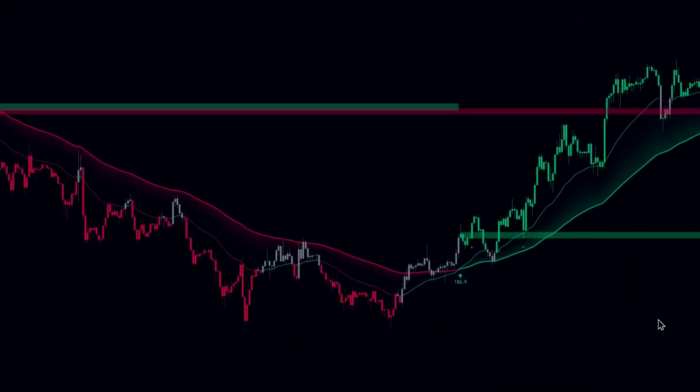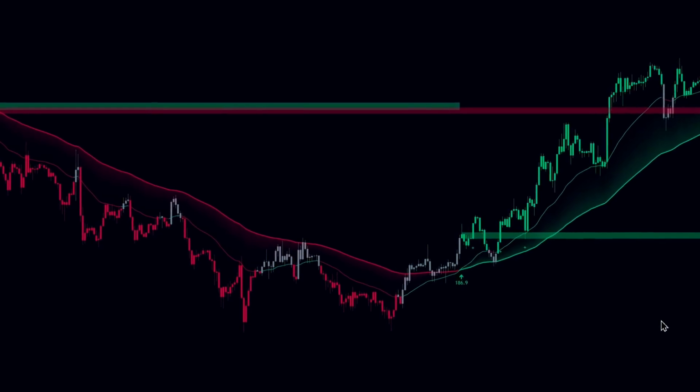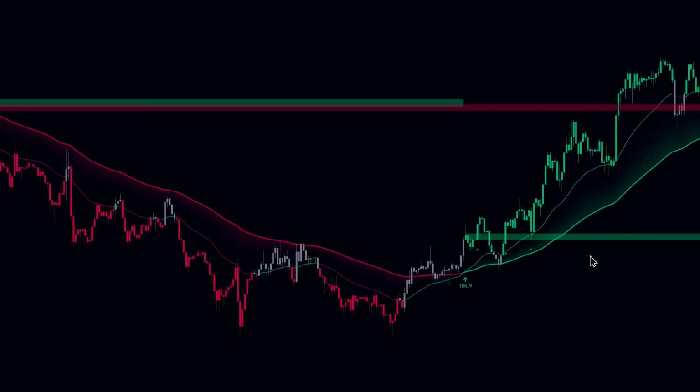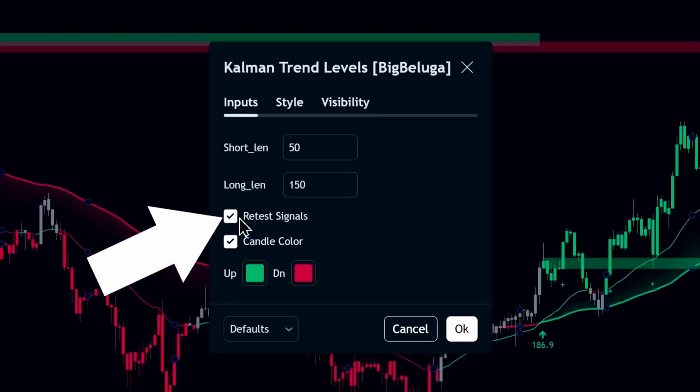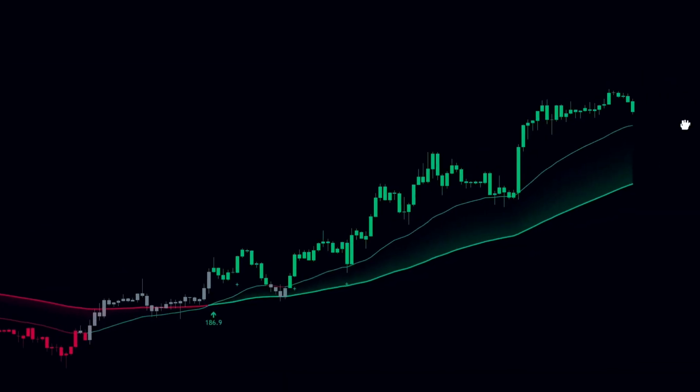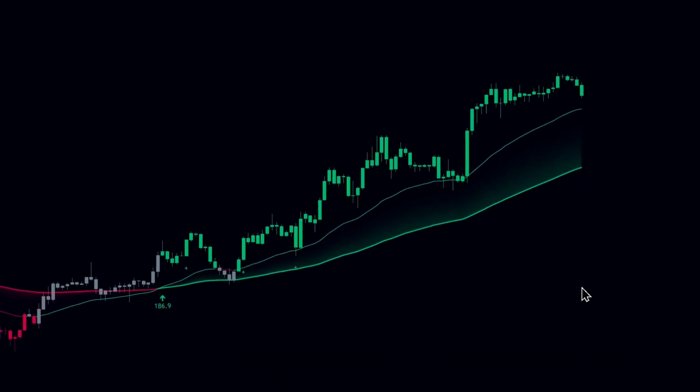Now that we know what makes up this indicator, let's talk about how to use it for trading. First, make sure to use the default settings. Double-click the indicator and enable the retest signals in the settings, then click OK. Strategy 1 is the pullbacks. To take a long position using the pullback strategy, follow these steps.